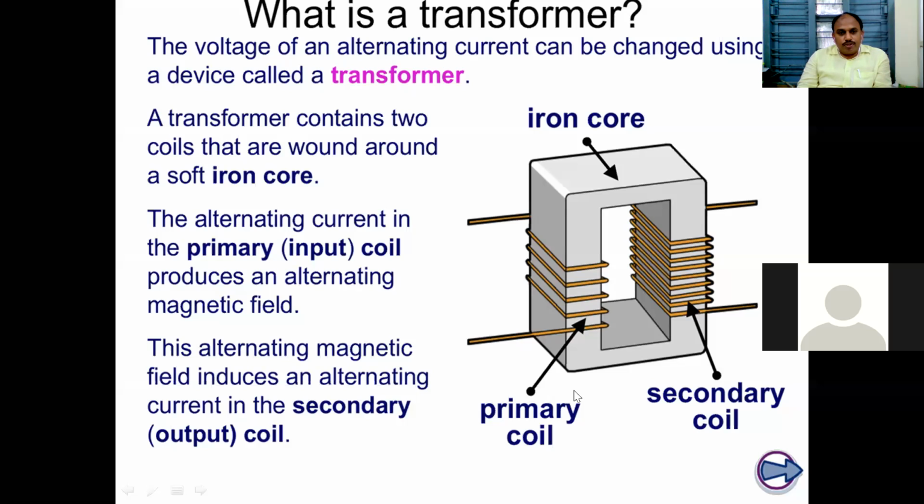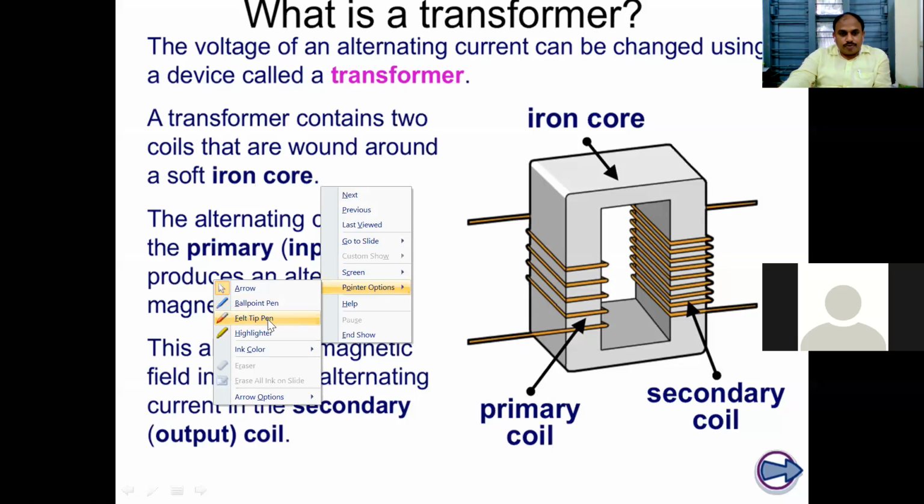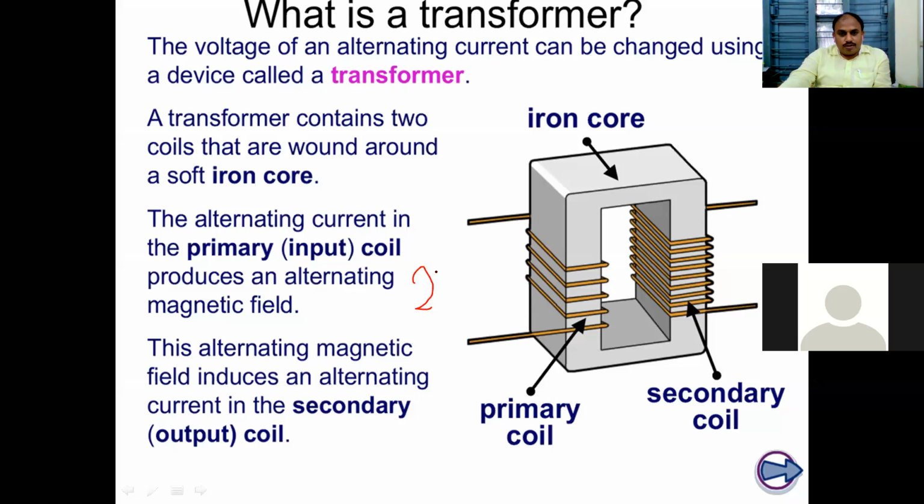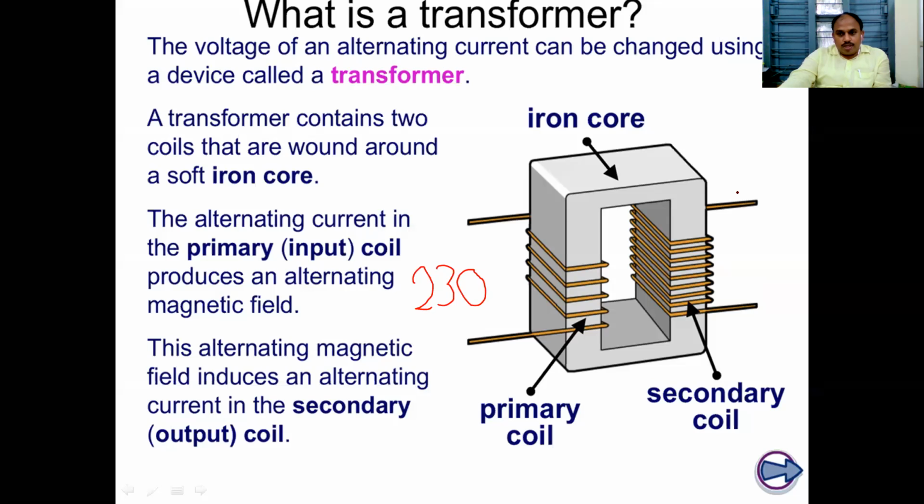Suppose you give 230 volts to a transformer, and that voltage is increased to 400 volts. The transformer is then called a step-up transformer, from 230 volts to 400 volts. So if we give 230 volts here, then we get 400 volts output voltage. Then the transformer is called a step-up transformer.